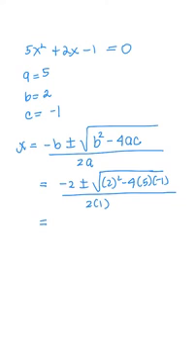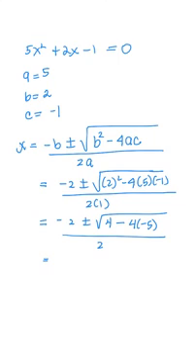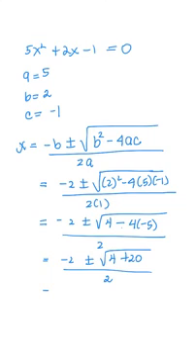All right, so now we're going to simplify. So we have negative 2 plus or minus the square root of 4 minus, now I have a negative 4 times a negative 5 all over 2, which is equal to negative 2 plus or minus the square root of 4. Negative 4 times negative 5 is a positive 20, so that's 4 plus 20 over 2. So that gives us negative 2 plus or minus the square root of 24 all over 2.